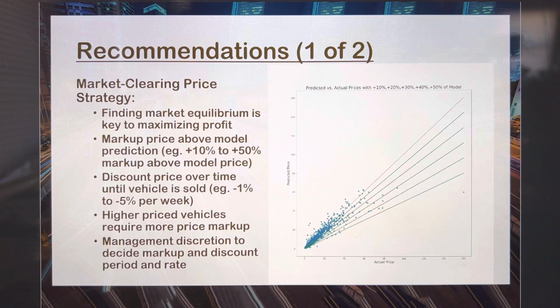In fact, you'll see at the far right, there's an observation, that data point is a Lamborghini that the model severely underpriced. So you may need a markup of 60 or 70% above the model price for exotic or ultra luxury cars. But this is where management could use their skills and understanding of the market and demand to decide on the markup and discount rate and period that they want to use to sell vehicles.